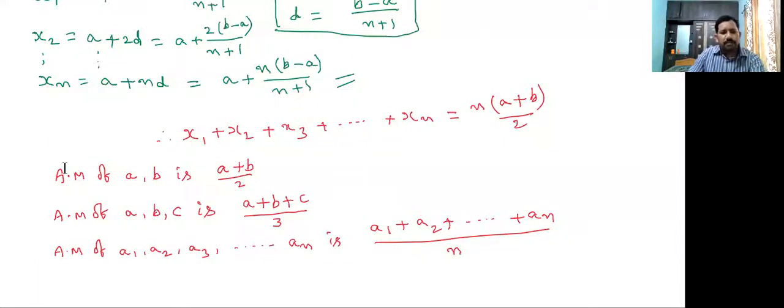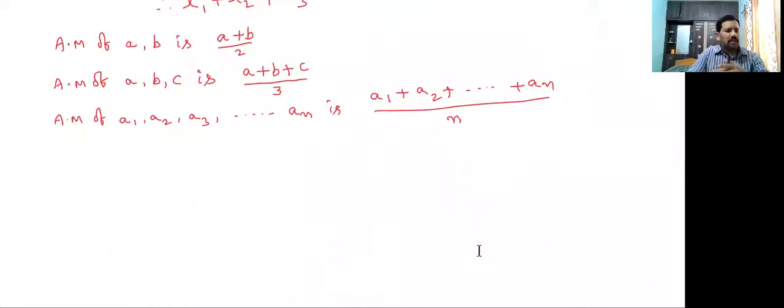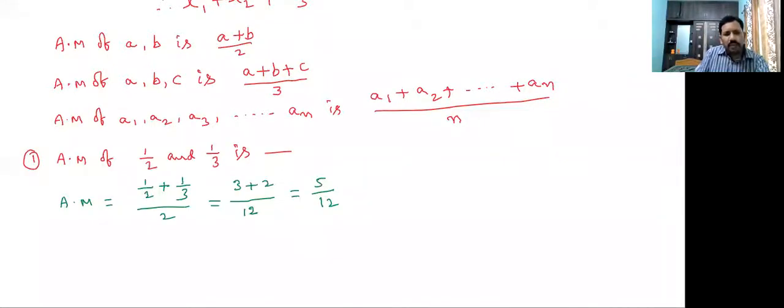Arithmetic mean of a, b is (a plus b) by 2. Arithmetic mean of a, b, c is (a plus b plus c) by 3. Arithmetic mean of a1, a2, a3 and so on is the sum of the numbers divided by the total number of numbers. Okay. Now I am going to discuss some problems on this. Arithmetic mean of 1 by 2 and 1 by 3, that is (1 by 2 plus 1 by 3) divided by 2. After calculation, we got 5 by 12.